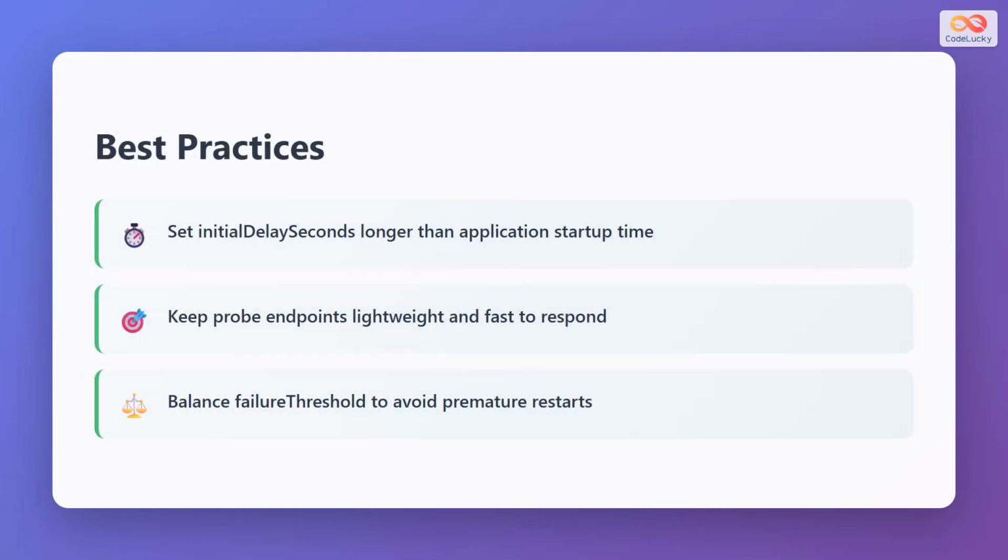To conclude, let's review some best practices for liveness probes. First, always set your initial delay seconds longer than your application's startup time. If the probe starts too early, it might kill containers that are still initializing. Second, keep your probe endpoints lightweight and fast to respond. Heavy health checks can consume resources and slow down your application. Third, carefully balance your failure threshold to avoid premature restarts. Too low a threshold might restart healthy containers experiencing temporary issues, while too high a threshold delays recovery from actual failures. Following these practices will help you build more resilient and reliable Kubernetes applications.